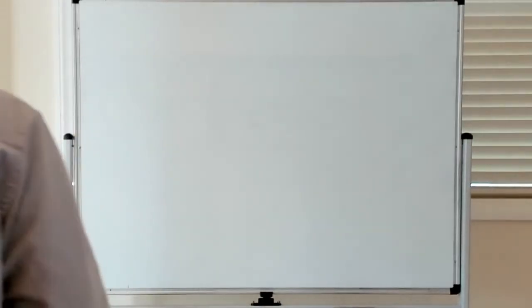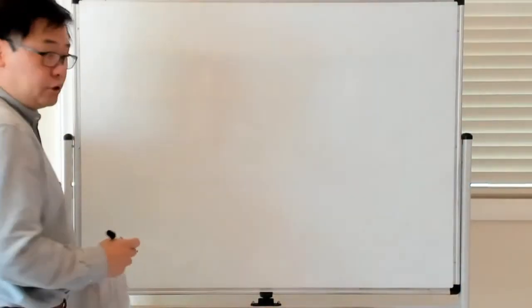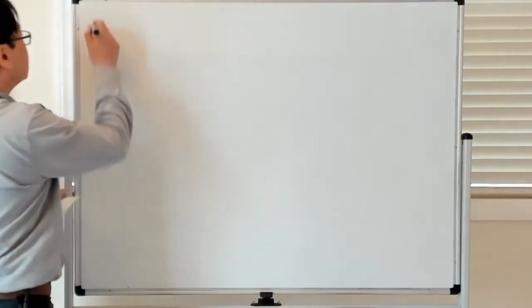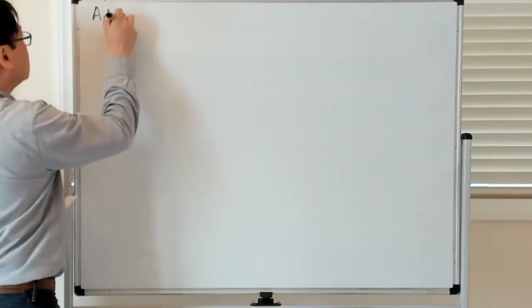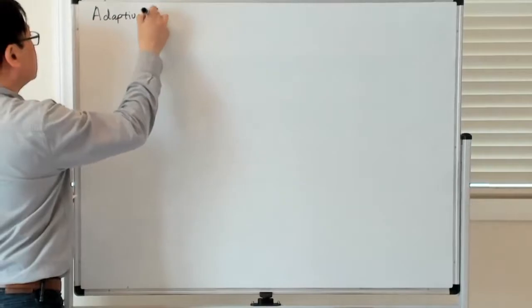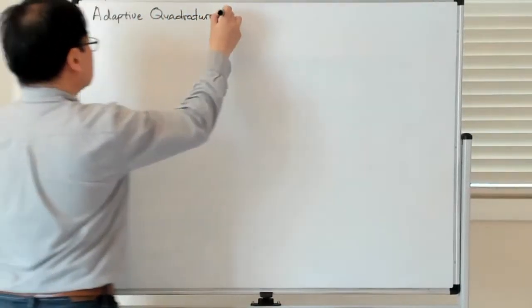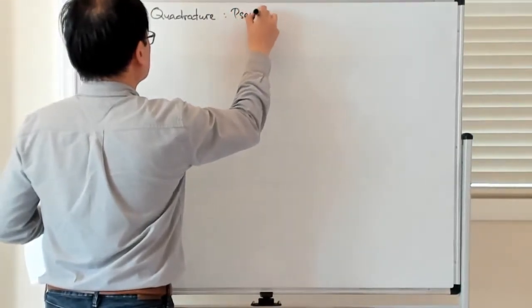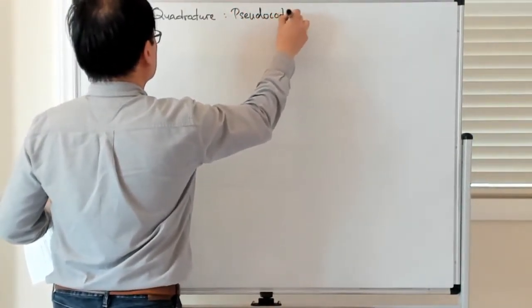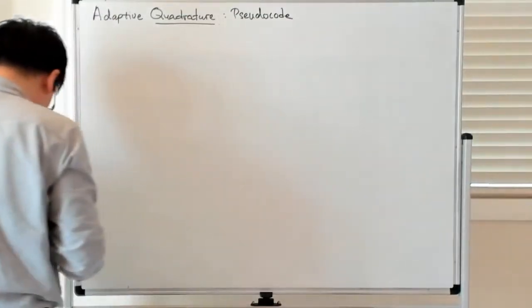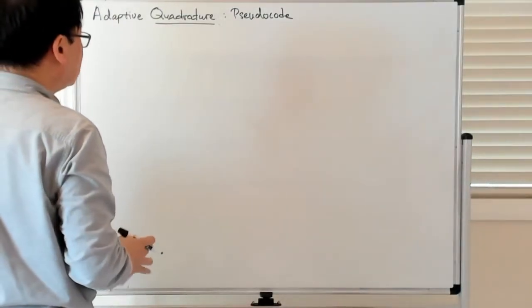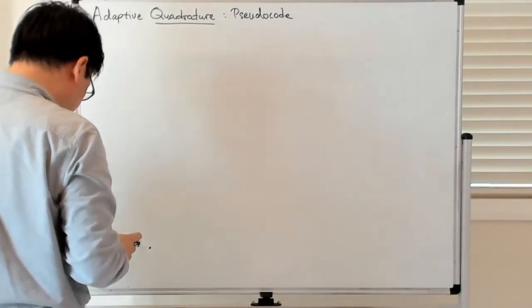All right, so now we're going to describe the pseudocode for adaptive quadrature. Before I do that, let me say a little bit about the way that the data is stored.